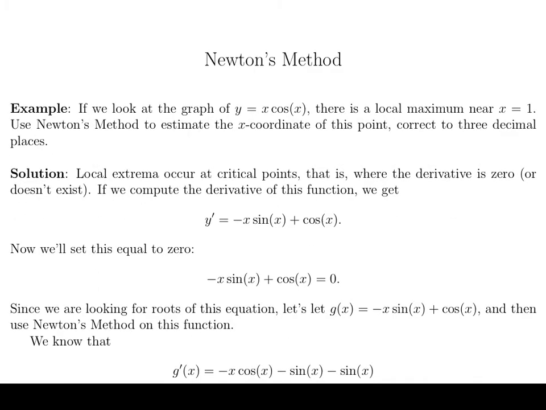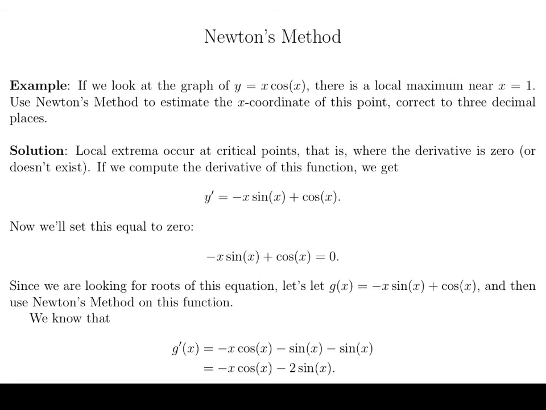Now if we're going to use Newton's method on g of x, we have to compute its derivative. So we'll use the product rule on that also. So we'll get negative x cosine x minus sine x, and then another minus sine x. So the first sine x is part of the product rule. The second sine x comes from differentiating cosine x. And now we'll get negative x cosine x minus 2 sine x if we clean that up.